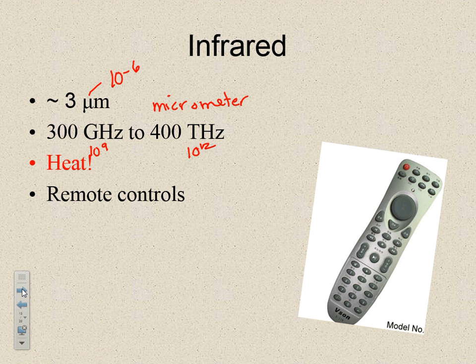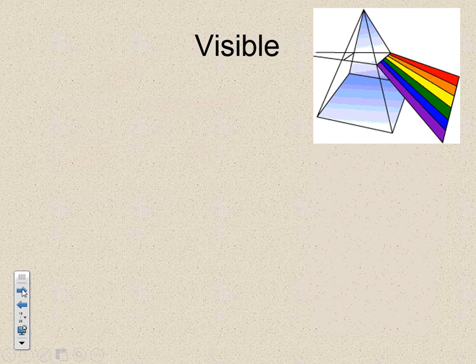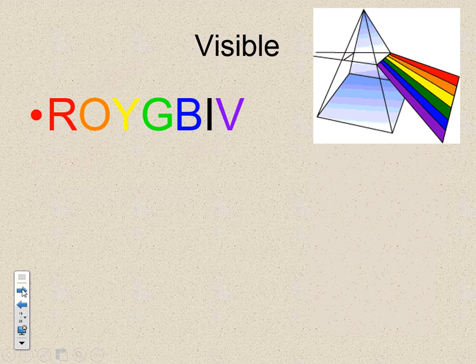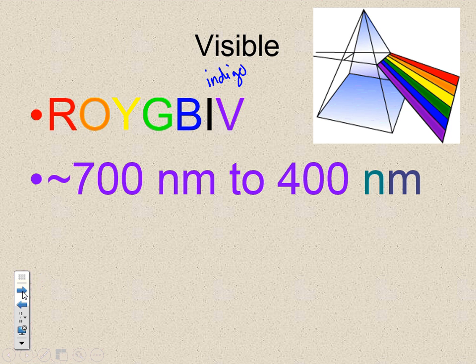The next one is the light you know. It's visible light. And I'd like you to know the colors, Roy G. Biv: red, orange, yellow, green, blue, indigo, violet. So indigo, indigo. The wavelengths run from about 700 nanometers to 400 nanometers. A nanometer is a billionth, 10 to the minus 9.